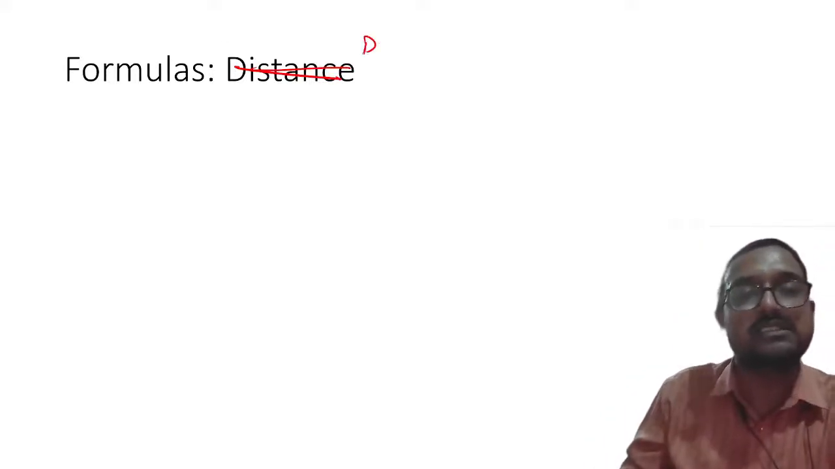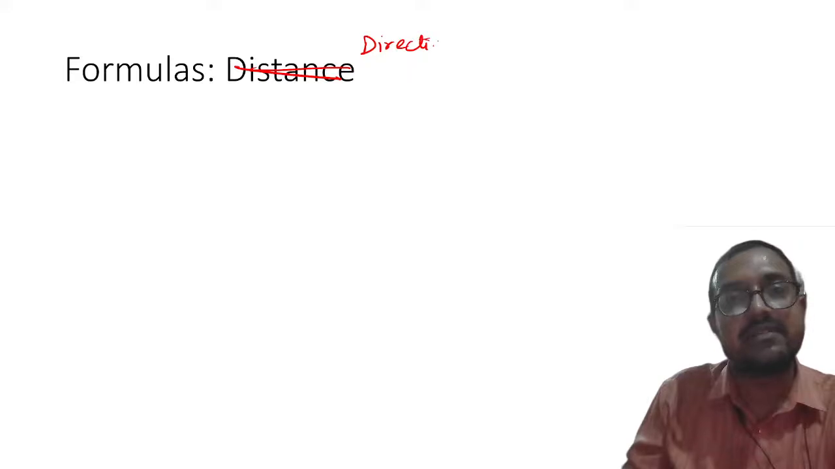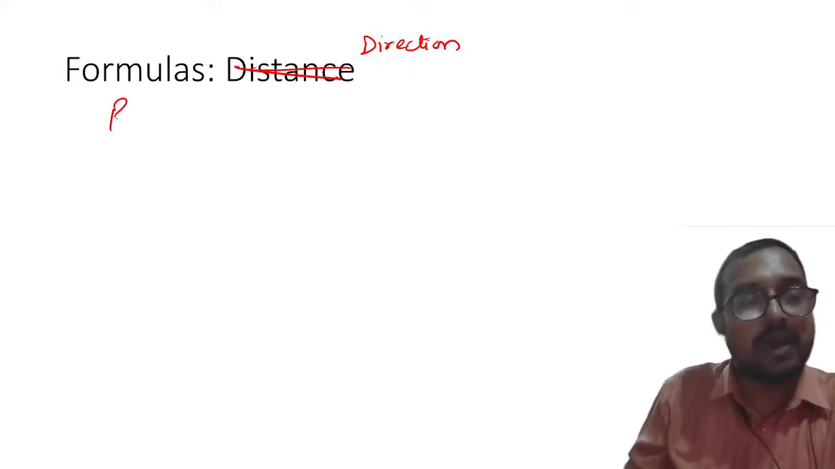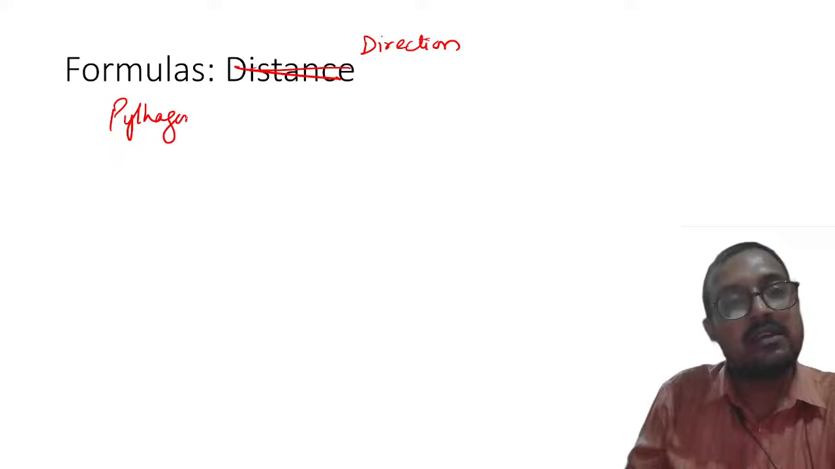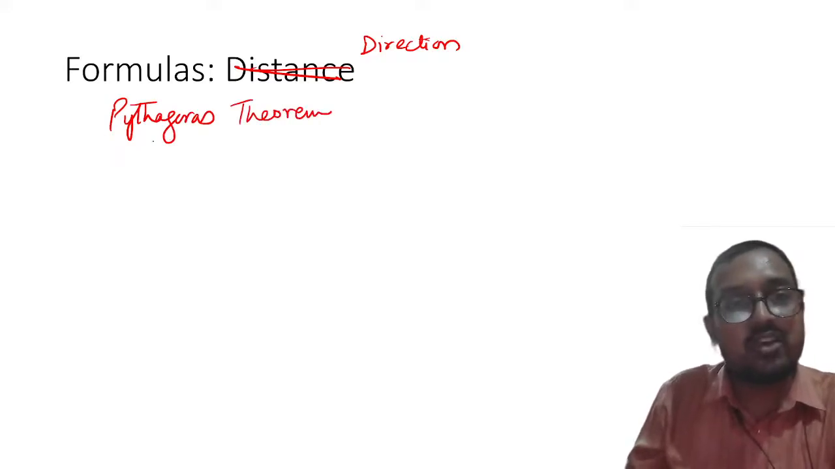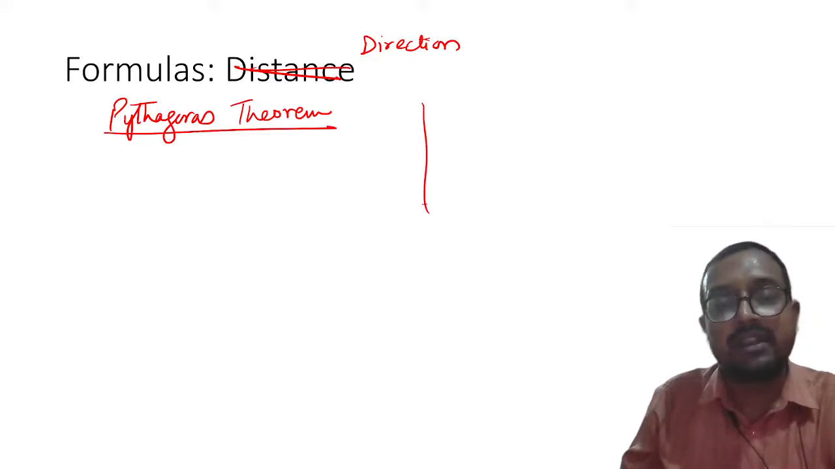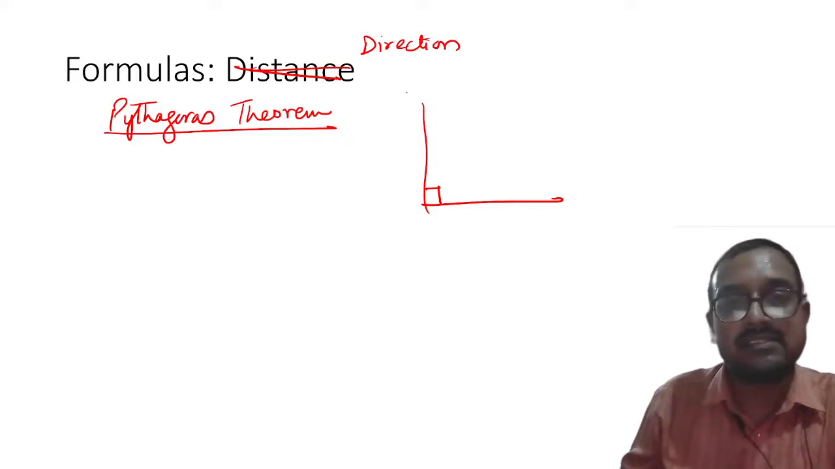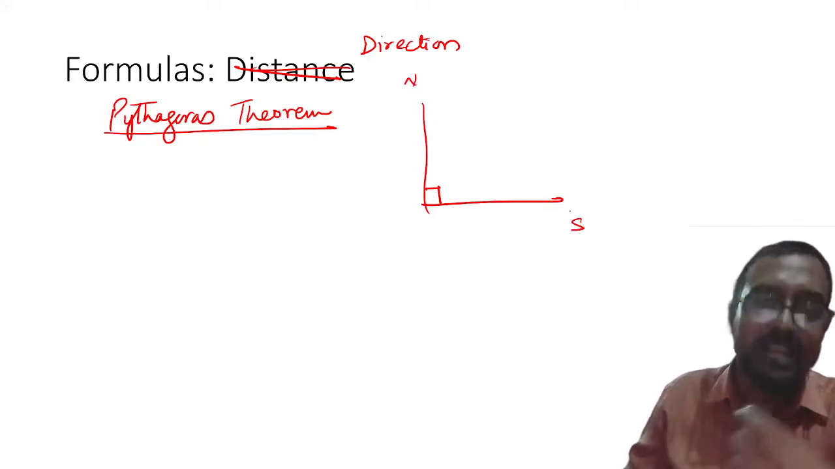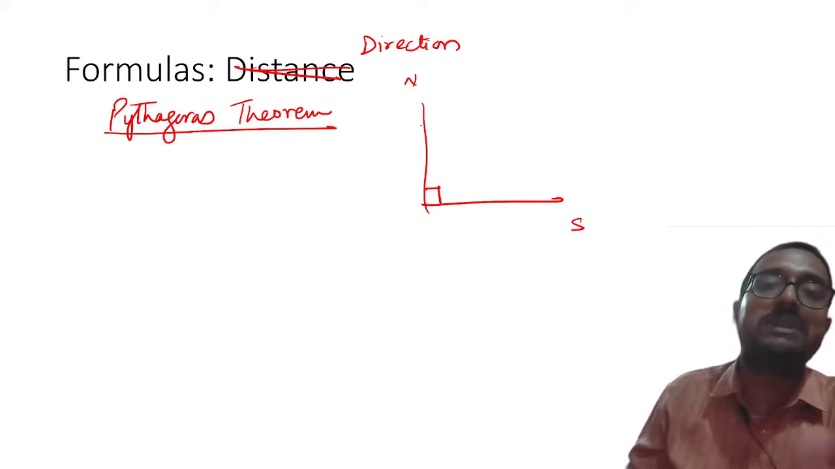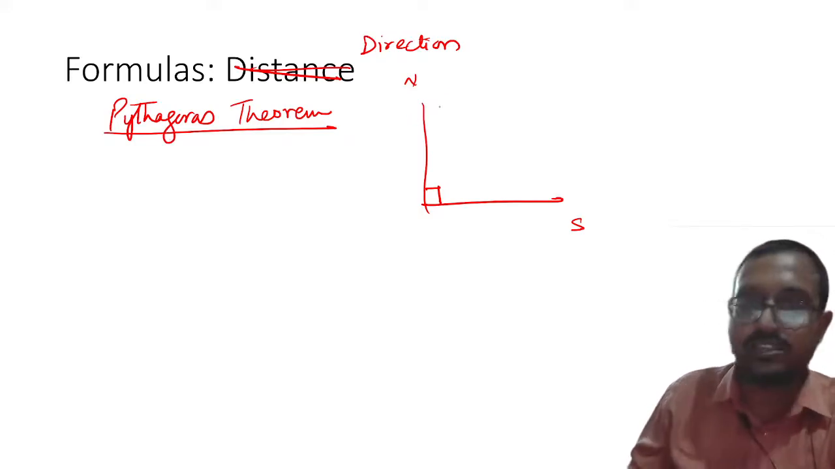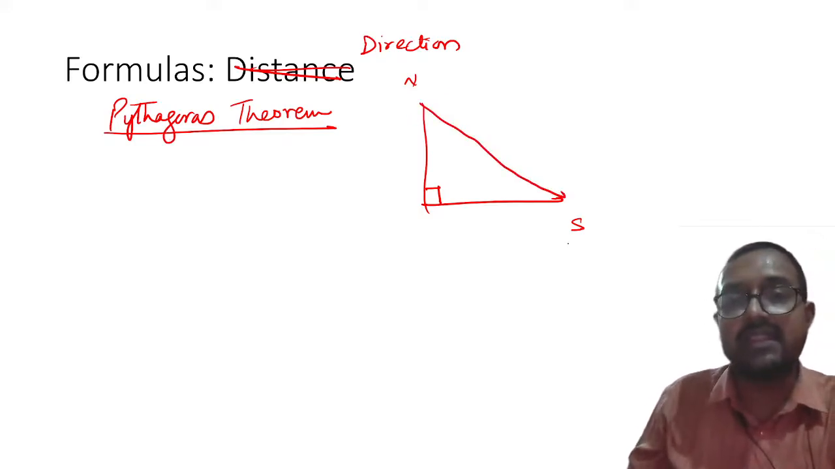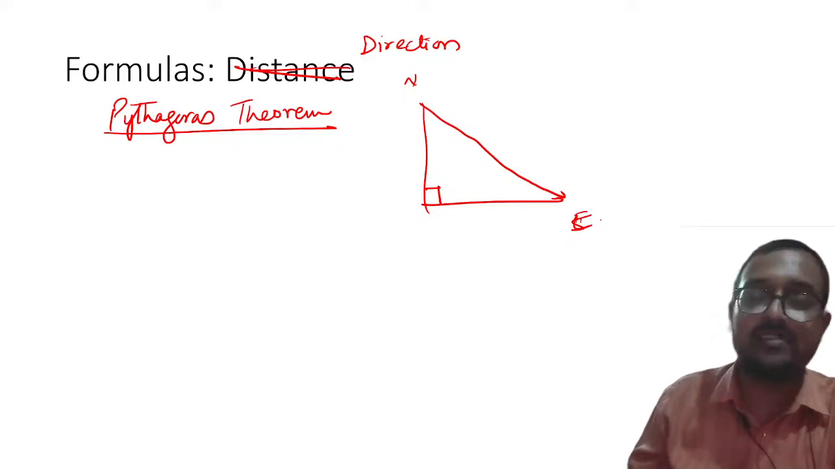Now, my dear students, please remember, please ignore this distance. This is not distance, this is direction. Direction, what I told you, Pythagoras theorem. I hope many of you, please remember, whenever there is a triangle, specifically a right angle triangle, let us say this is north, this is south, or it may be east or west, or it may be east or south. Understood? So it may be anything.